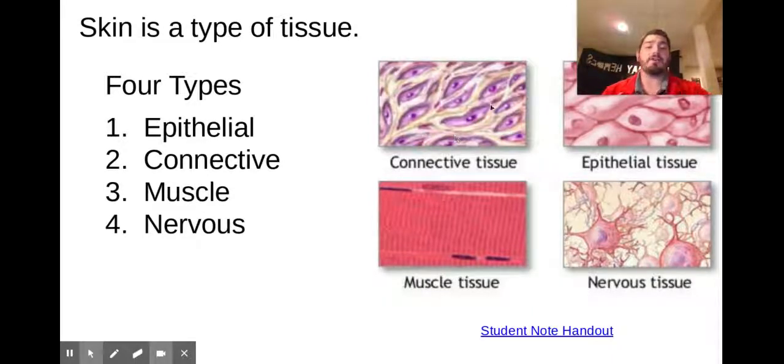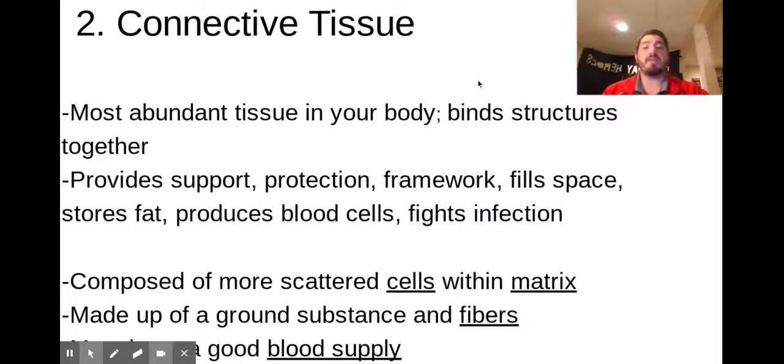And we're going to start off with connective tissue, which just like epithelial has a bunch of different types and a bunch of different structures and functions, okay? So it is the most abundant tissue in your body, and it binds structures together, right? We think about connective tissue connects everything together. It provides support, protection, framework, fills space, stores fat, produces blood cells, and fights infection. So that's the really cool thing about connective tissue.